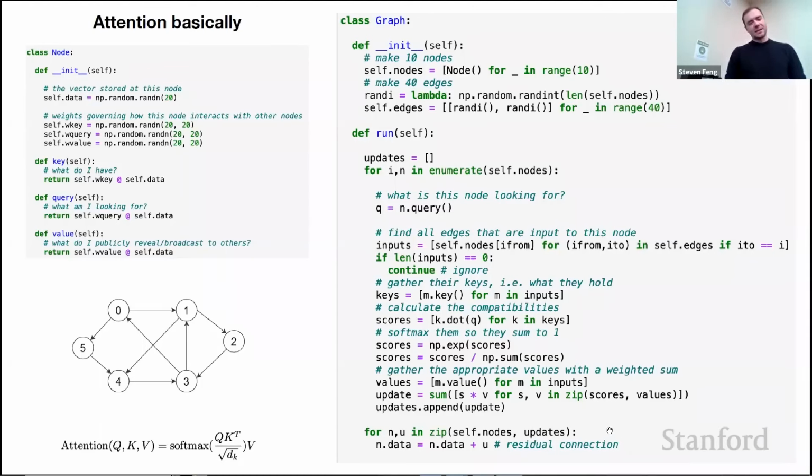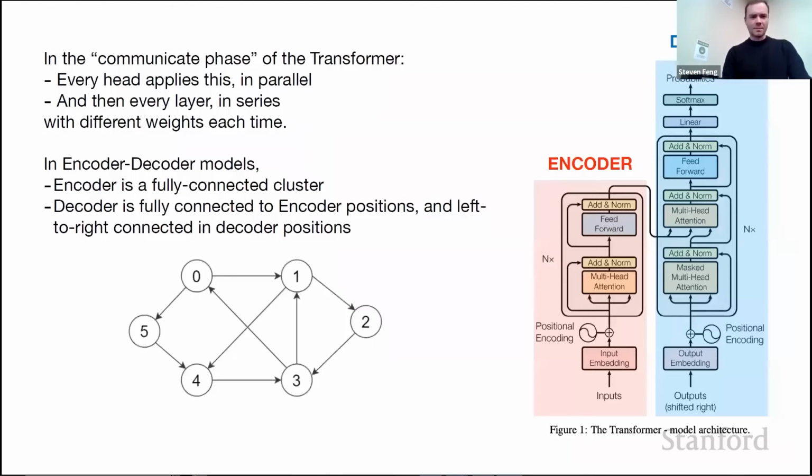And so this kind of message passing scheme is at the heart of the transformer, and it happens in a more vectorized, batched way that is more confusing, and is also interspersed with layer norms and things like that to make the training behave better. But that's roughly what's happening in the attention mechanism, I think, on a high level. So in the communication phase of the transformer, this message passing scheme happens in every head in parallel, and then in every layer in series, with different weights each time. And that's it as far as the multi-headed attention goes.